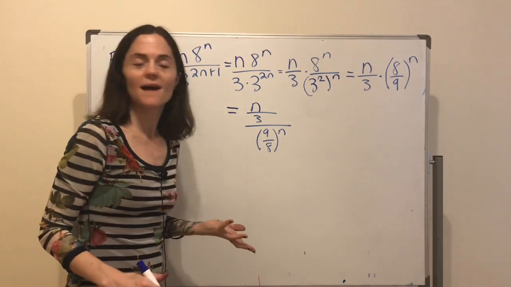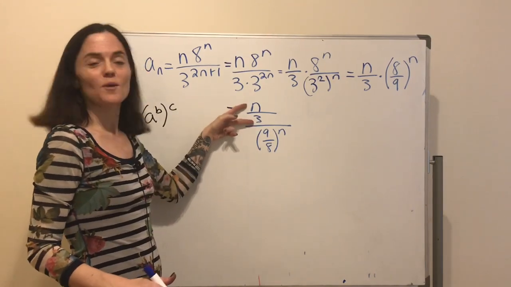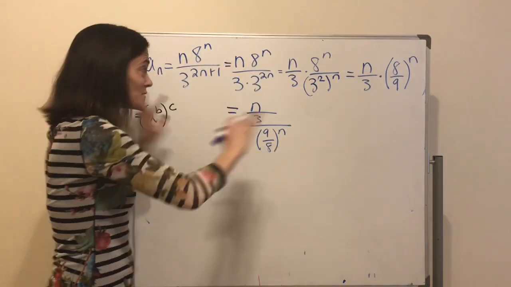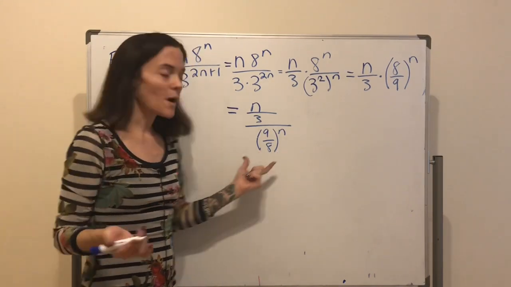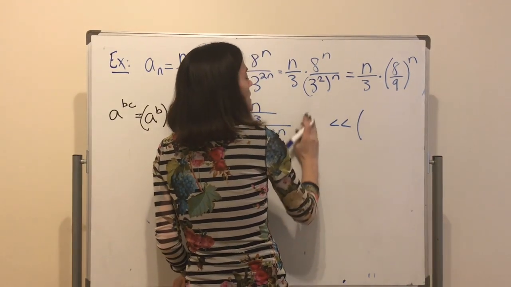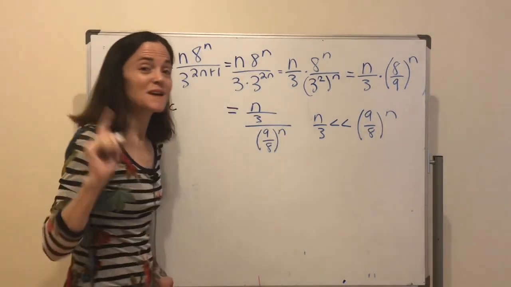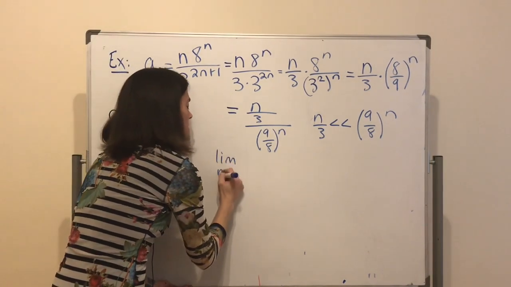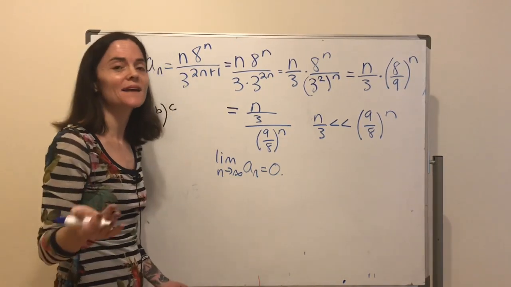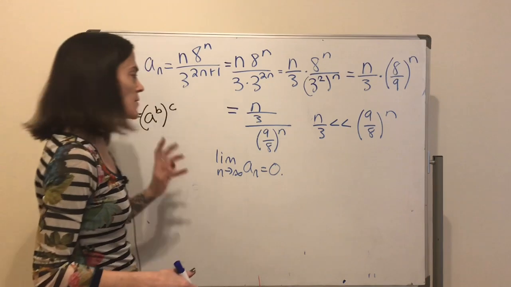But I'm not going to use L'Hopital. I'm going to use our knowledge of growth rates. But you see, I have it written as function divided by function. My function in the numerator is polynomial. My function in the denominator is exponential. And if you remember these four, it's exponential with base bigger than 1. So we have that n grows significantly slower than, or I could even say n over 3, that's fine, than 9 over 8 to the n, because this is exponential with base bigger than 1. Therefore, the limit as n goes to infinity of an is 0, because what's in the numerator is growing slower than what's in the denominator. If you wanted to use L'Hopital on this, you certainly could, but you can also use growth rates.